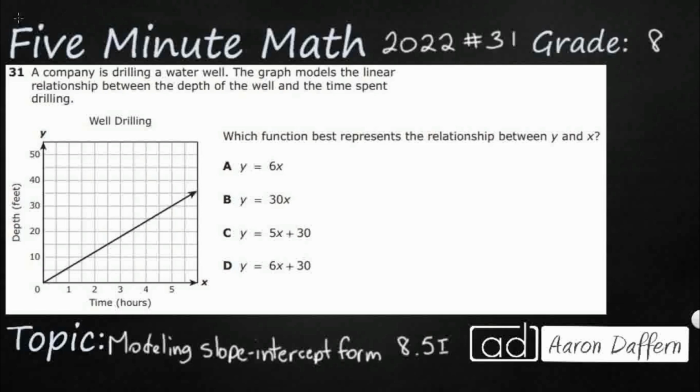Today we are looking at the 8th grade concept of modeling slope-intercept form. This is standard 8.5i in the great state of Texas, and we are using item number 31 off the 2022 released STAAR test. If you have not done so already, please go ahead and take a moment to pause the video, work this problem out on your own, unpause it, and we will look at our answers together.